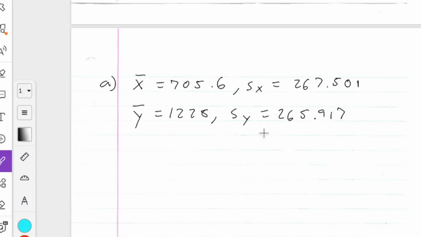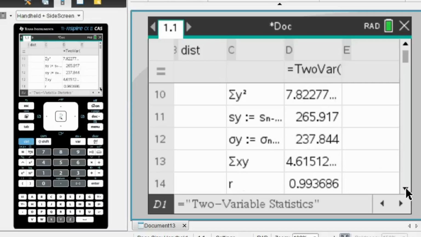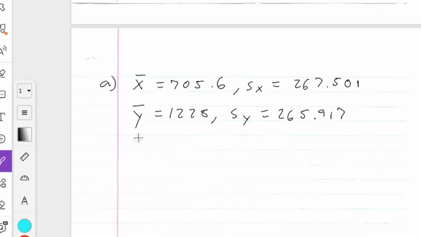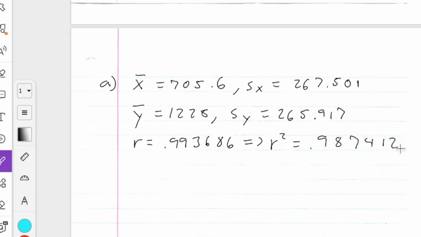All right, so they'll give us the R here. So R is 0.9936, so R equals 0.993686. So this implies R squared, so you just square both sides, and that'll be 0.987412. Okay, so I'm going to do the regression line manually, and then I'll show you how to do it in the calculator.